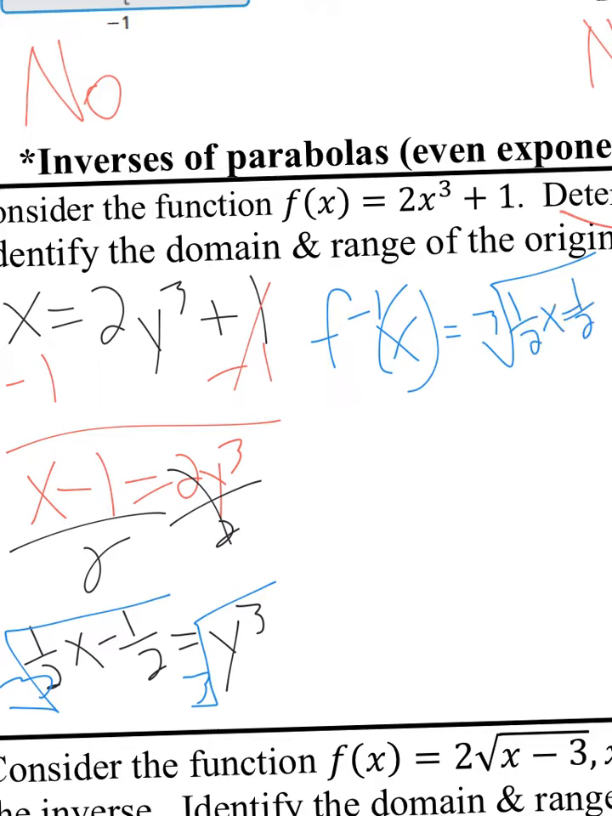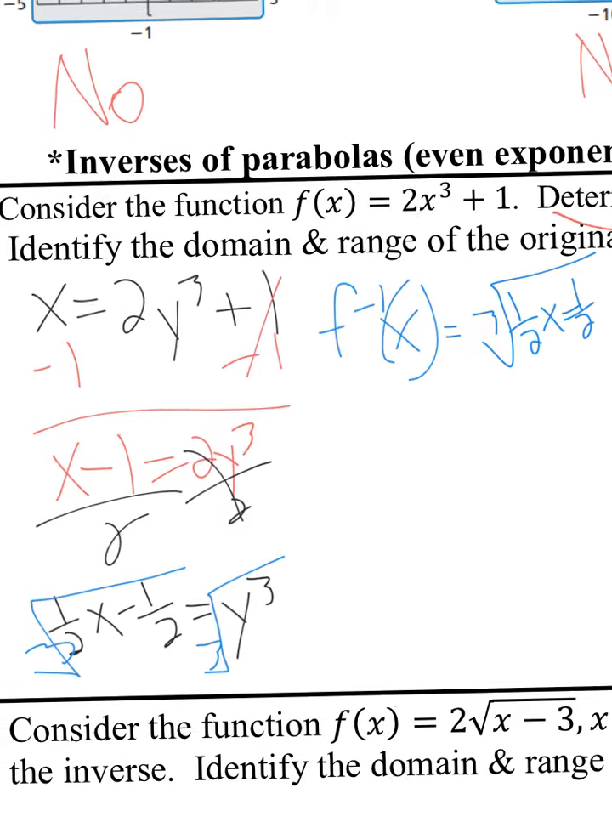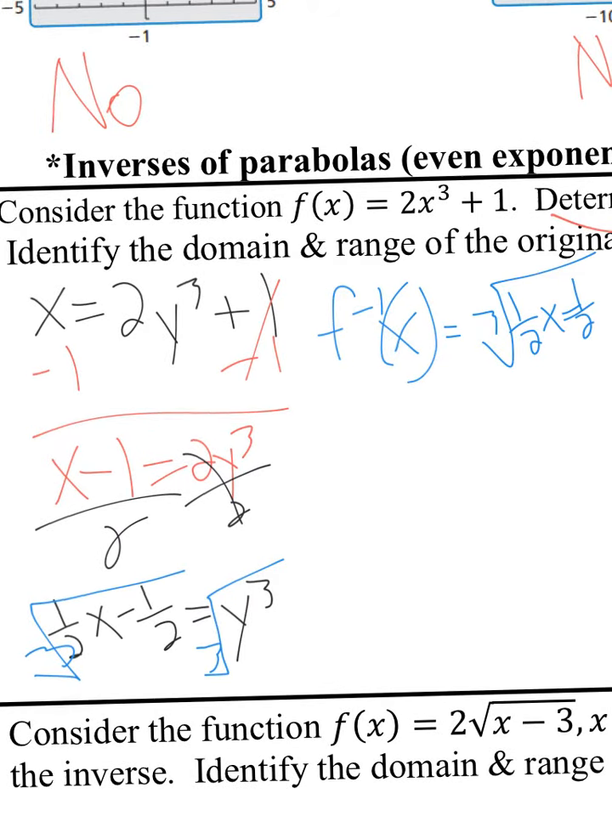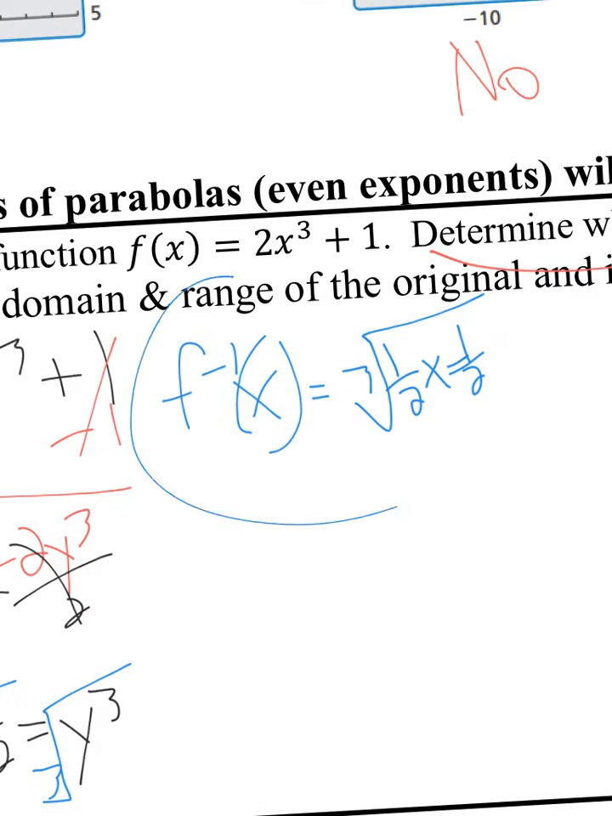So that's just kind of an important pattern to pick up on. The inverse is the opposite. So if you see the power of 3, your answer is going to have the root of 3. If you have the root of 4, your inverse is going to be the power of 4. That's what I mean by the opposite, not necessarily positive and negative here. Okay, so we found the domain and range already, and we got the inverse. So we're done with example 1.